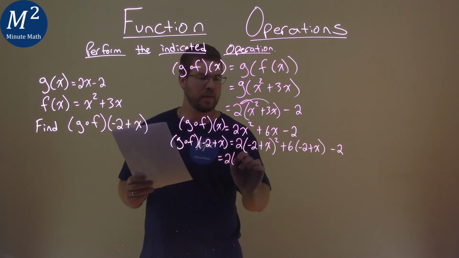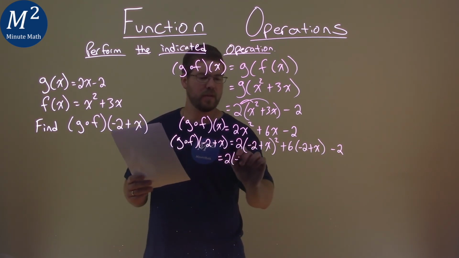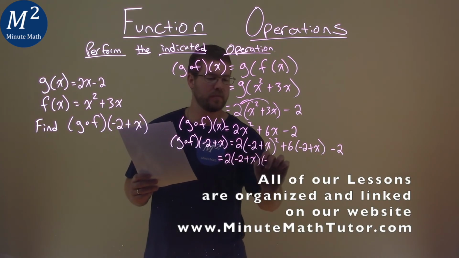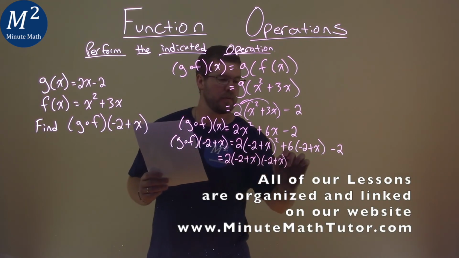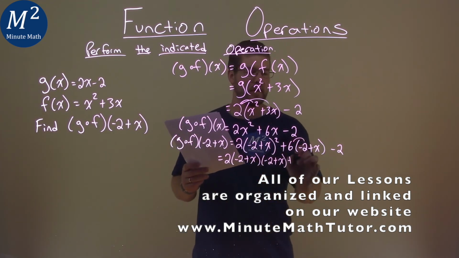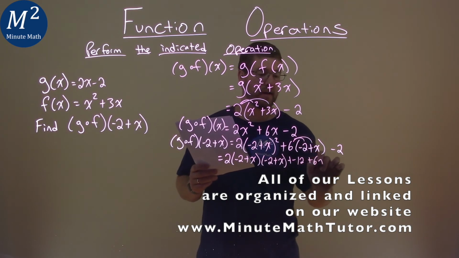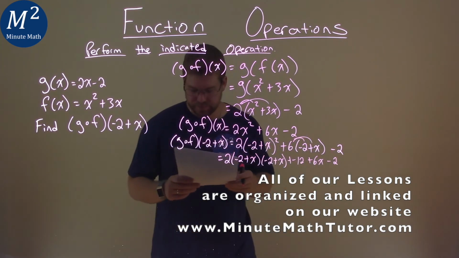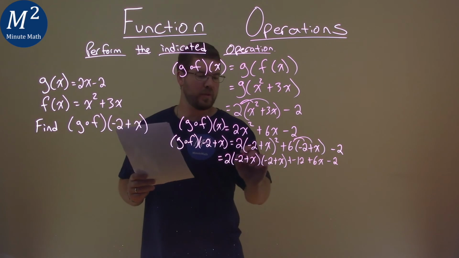Well, 2 times, remember, this whole thing squared is negative 2 plus x times itself, negative 2 plus x, plus, well, we can distribute the 6 across, so 6 times negative 2 is a negative 12, and 6 times x is, well, a 6x. And then we subtract a 2. So let's go multiply this part out.